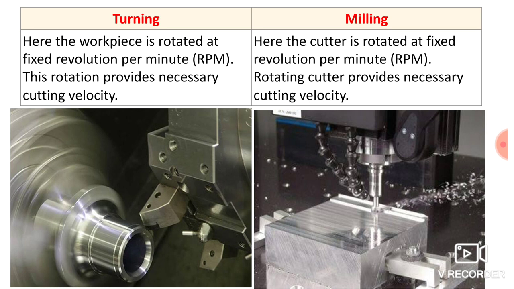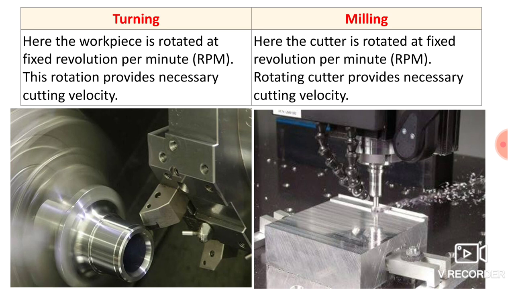So the workpiece is rotated at a fixed revolution per minute, and this rotation provides the necessary cutting velocity in the turning operation. Now in milling operation, the cutter is rotated at fixed revolution per minute. The rotating cutter provides the necessary cutting velocity. So this is the difference between turning and milling operation.